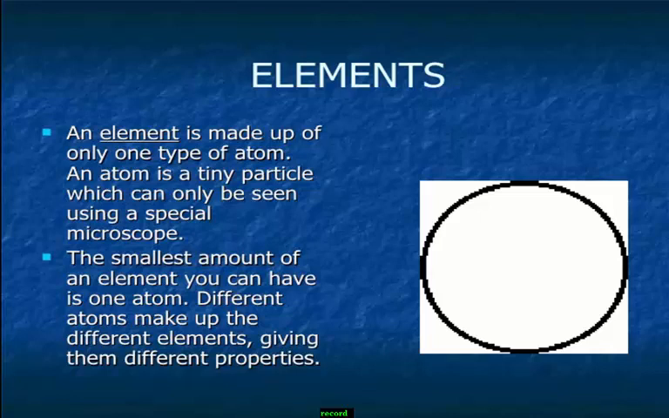An atom is the smallest particle which can only be seen using a special microscope. How do you define the term atom? An atom is the smallest particle which can neither be created nor be destroyed. The smallest amount of an element you can have is one atom.